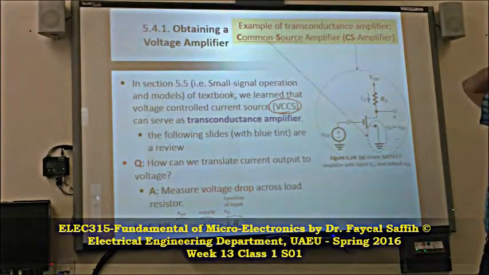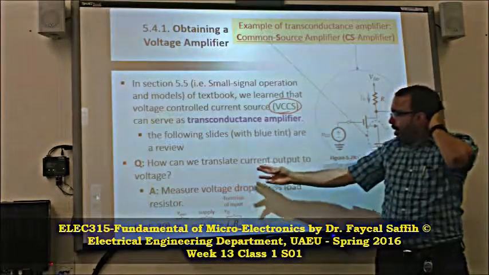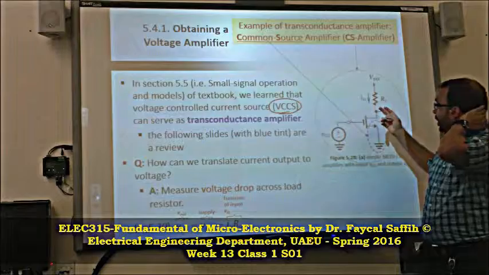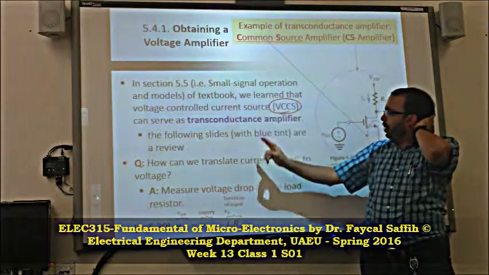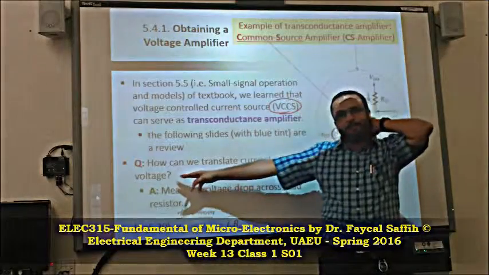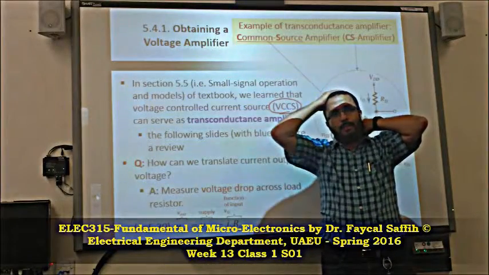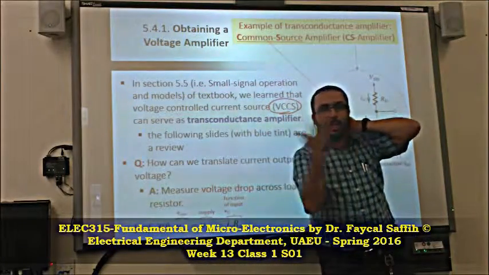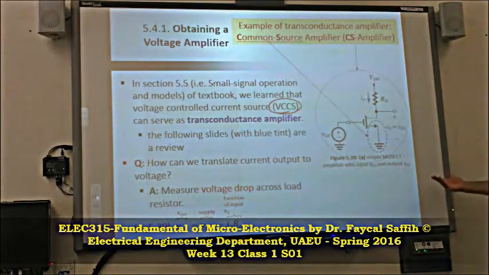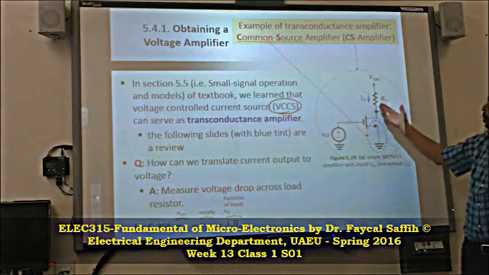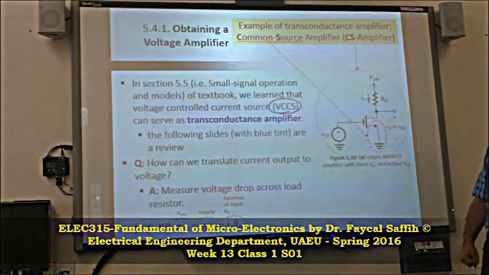Okay, so now, how can we really translate the current output? Because that's what we have as a VCCS, yes? How can we translate the current output into voltage? Very simple. The current times the resistance gives us the voltage. So the only thing to do is hook it up with a certain resistance.